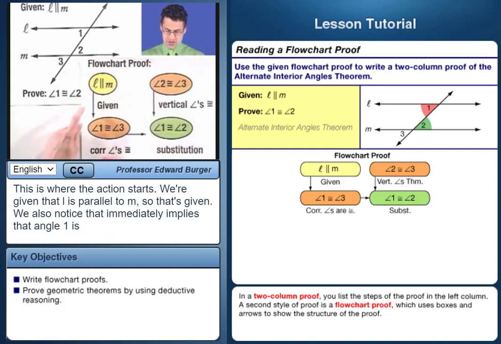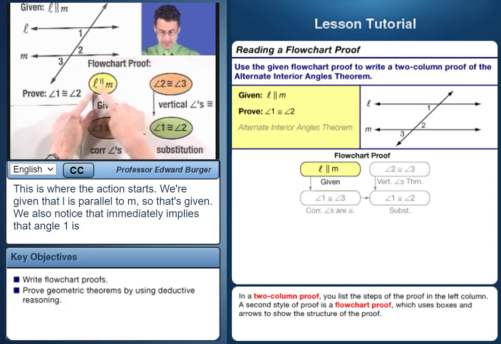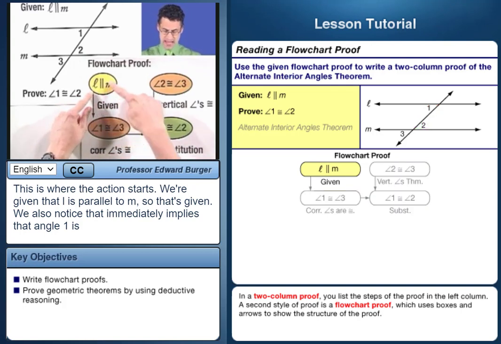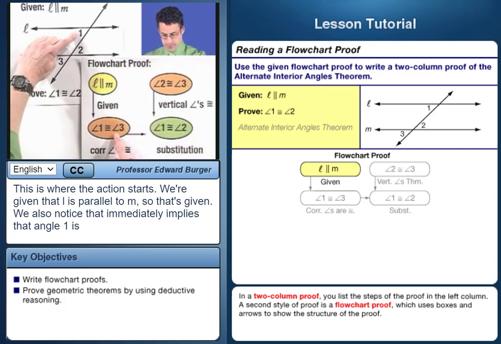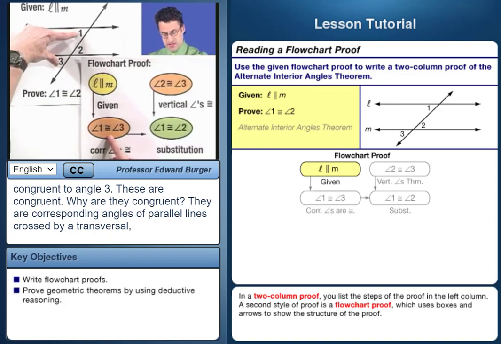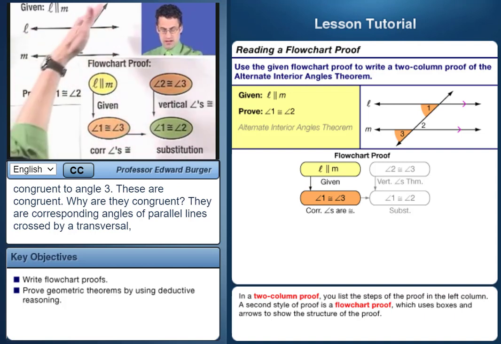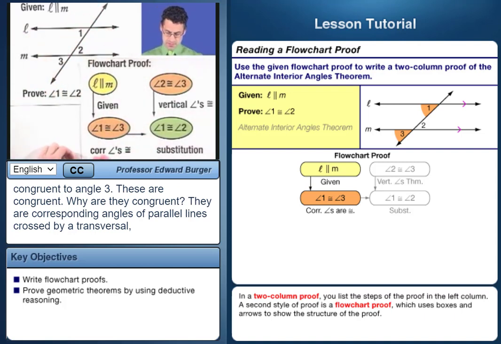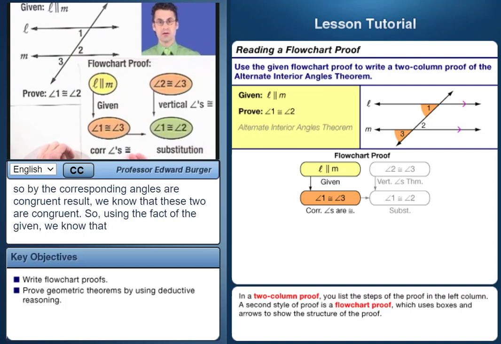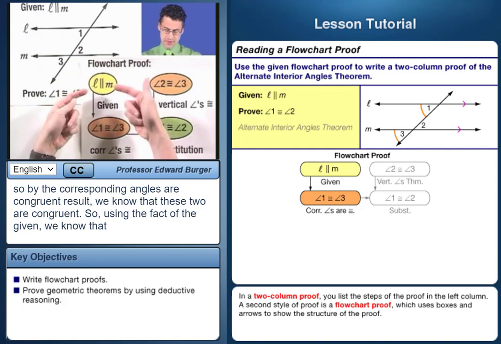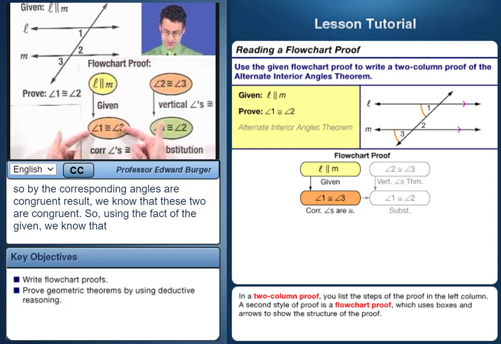Well, this is where the action starts. We're given that L is parallel to M, and so that's given. And we also notice that that immediately implies that angle 1 is congruent to angle 3. Now, why are they congruent? Well, because they're corresponding angles of parallel lines crossed by a transversal. So by the corresponding angles are congruent result, we know that these two are congruent. Okay, so using the given, we see that this is true.